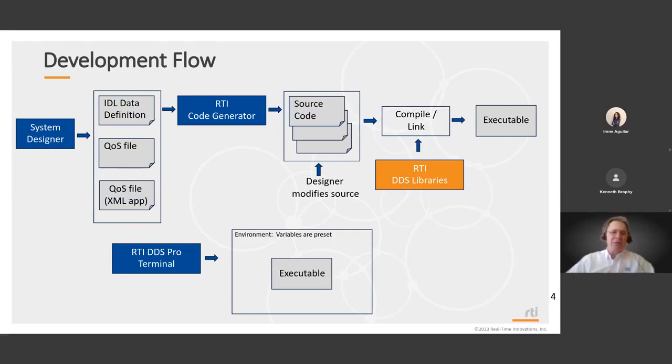Then we have the RTI code generator, that generates your source code, which you will modify. And then we have Pro Terminal, which sets up environmental variables such that you can execute your application. So we'll talk about those three tools in a little more detail now.